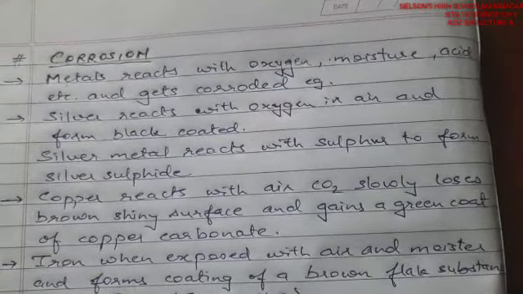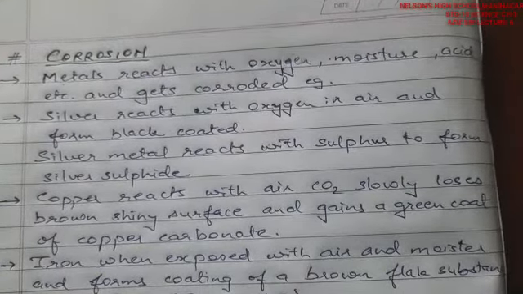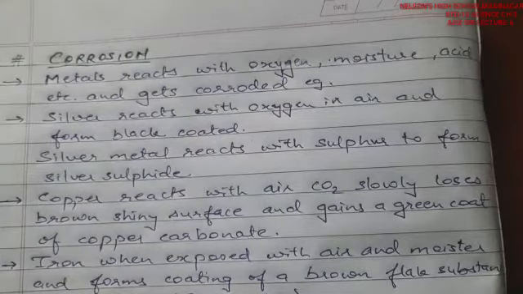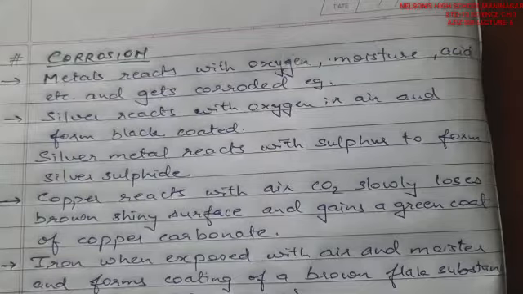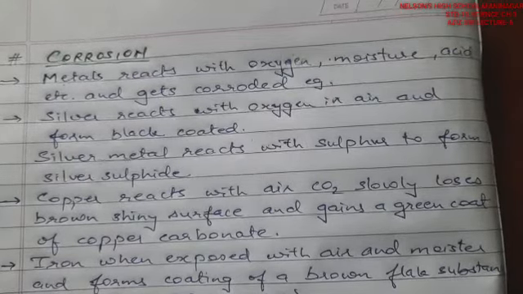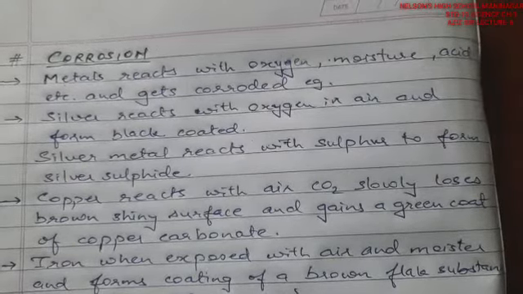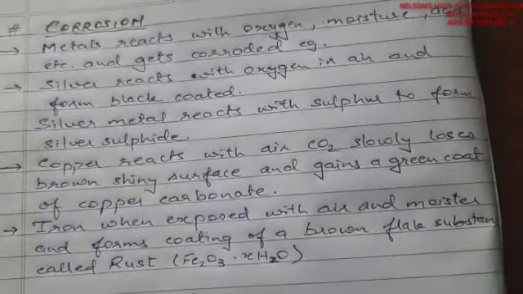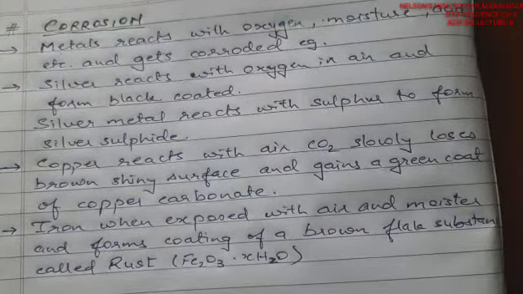Now copper also reacts with air and carbon dioxide slowly and turns from a brownish substance, gains a green coating and turns to copper carbonate. So this green coating is poisonous, so that's why don't cook in copper vessels, because it gets corroded. In iron, the main exposure is getting problematic.